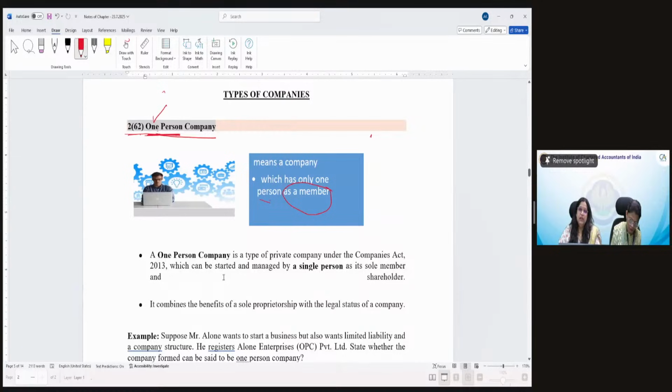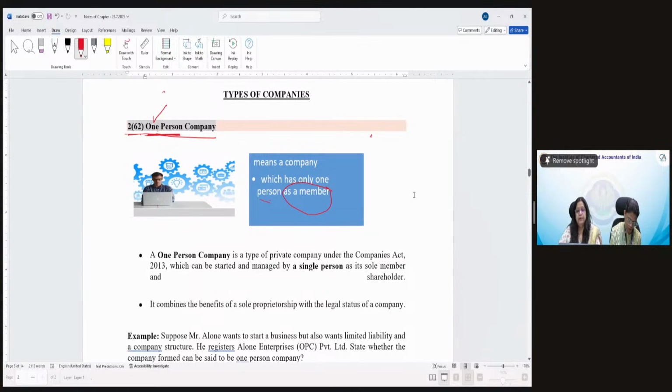Why was there a need to have a one-person company? What happened was there was nothing like a one-person company under the earlier act. Either they had to form a sole proprietorship firm only. But in that case, what was the main problem? They could not have the benefit of the company form of business. So that's why they brought in a new form of company, the one-person company.